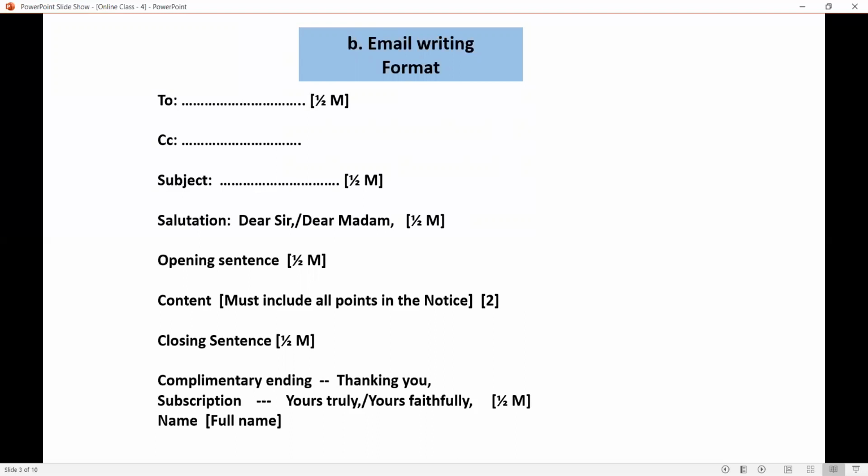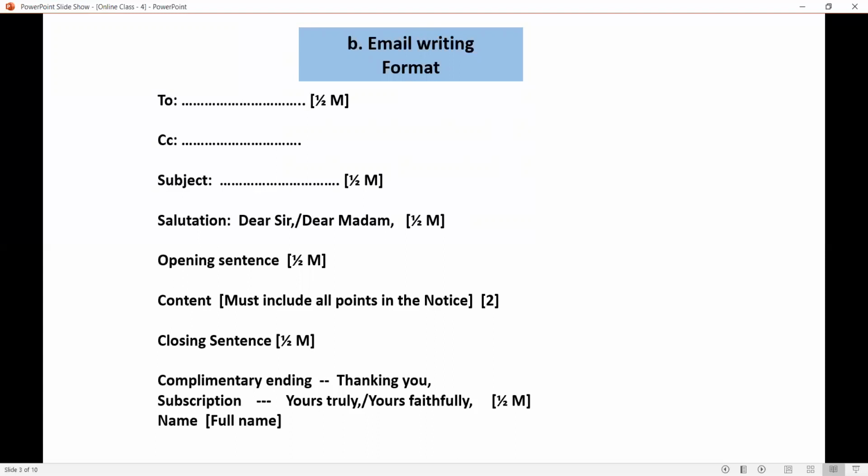Next is subject. As you write in the formal letter, you have to write the subject in short, which carries half mark. Then next is salutation, dear sir or dear madam. It ends with a comma and it carries half mark.